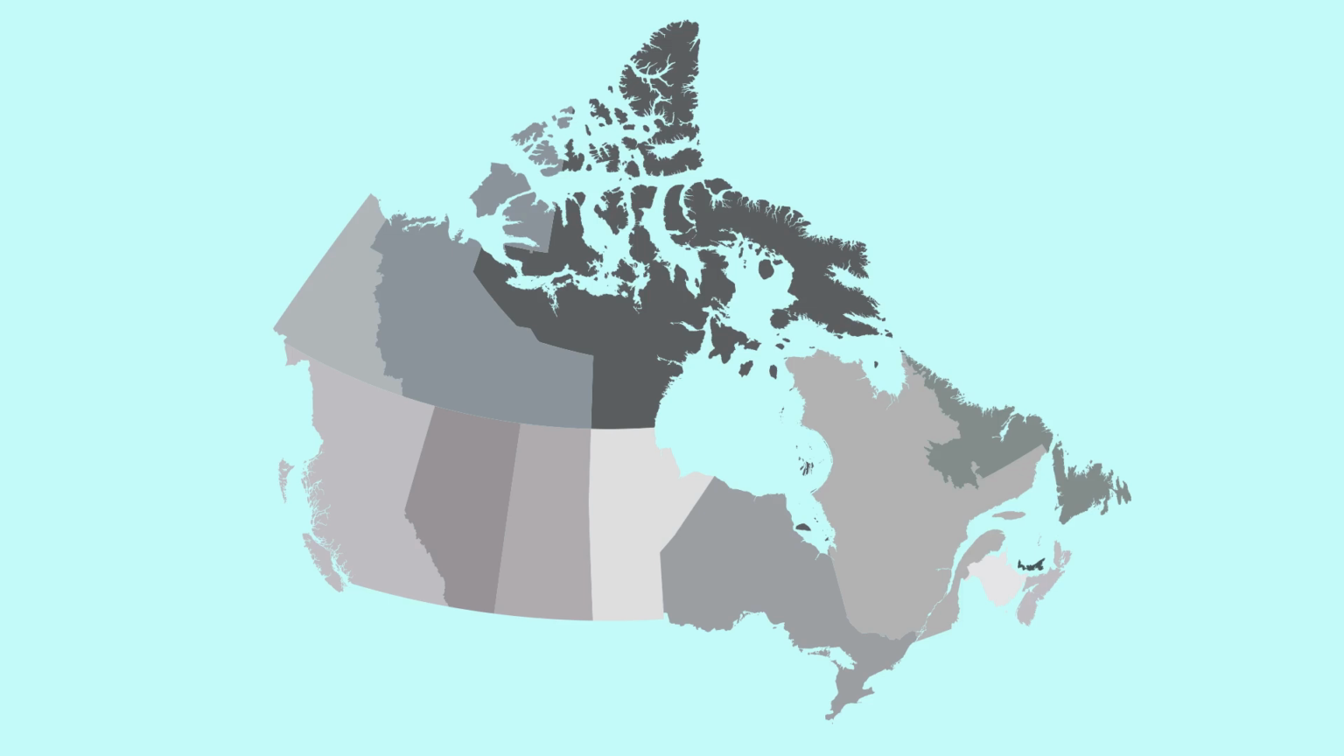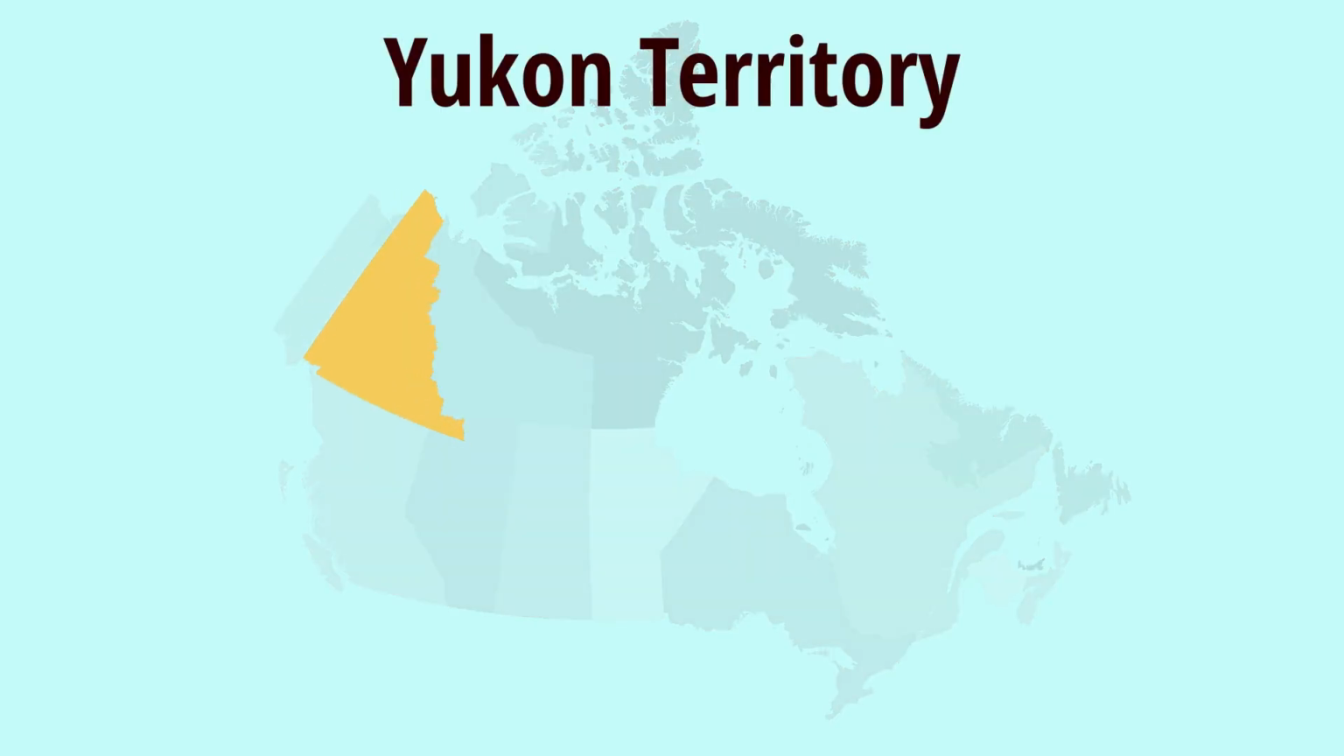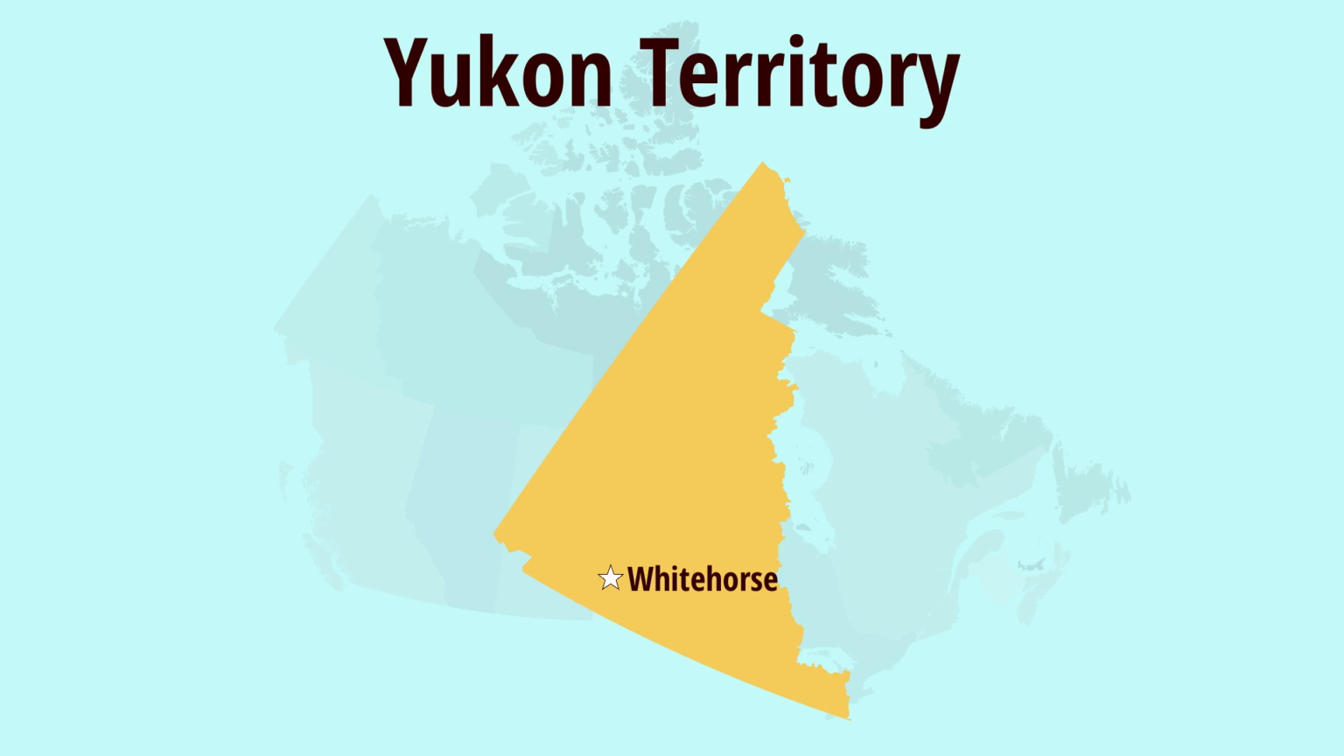Okay, so now we need to go north. We need to go up to Canada's territories. So starting from the west again on the map, we see the Yukon Territory. Sometimes people just say the Yukon. The capital of the Yukon Territory is Whitehorse.